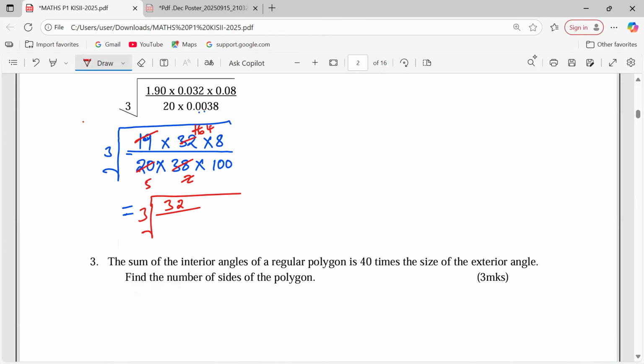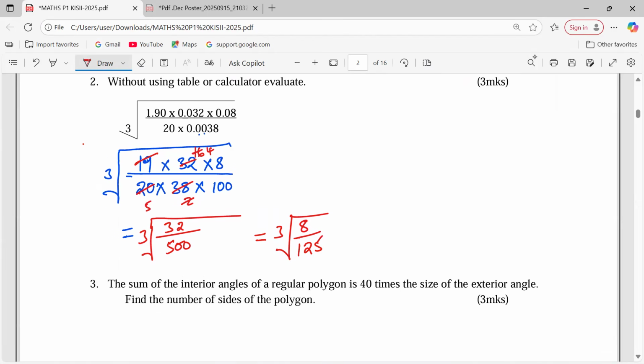out of... Okay, there is something which is not yet simplified. 4 is common, that is something I've noticed. Then on the denominator, we have 500. What if we divide by 4 through? We'll be having the third root of 8 divided by 125.